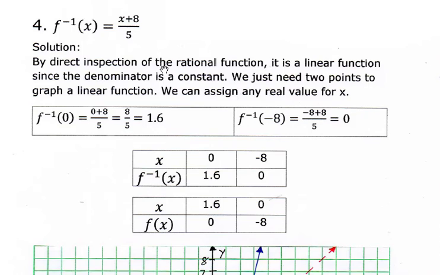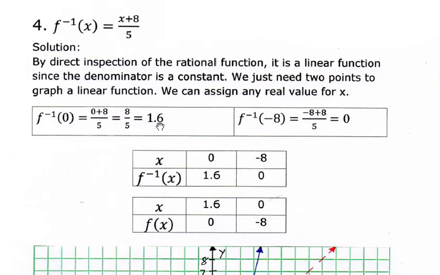Direct inspection of the rational function. As I said earlier, it's a linear function since the denominator is a constant. So we just need 2 points to graph a linear function. Any 2 points we can assign. But in this case, let's have the most convenient value for x, which is 0. And in this case, 0 plus 8/5, that's 8/5, or simply 1.6.